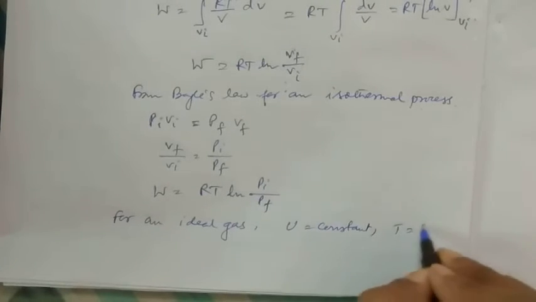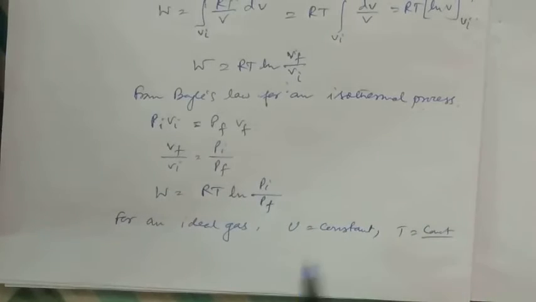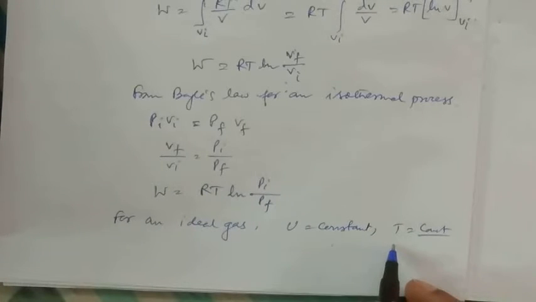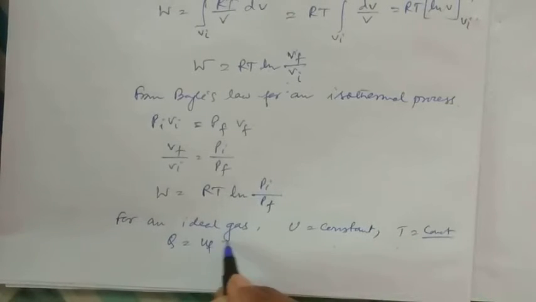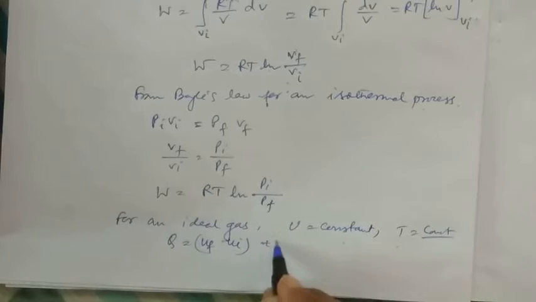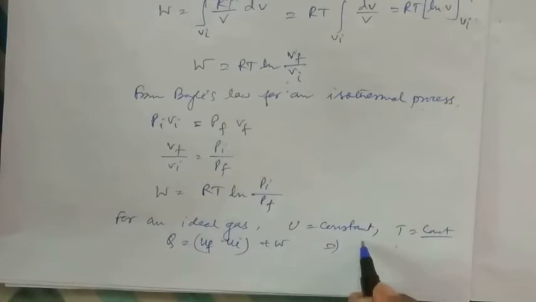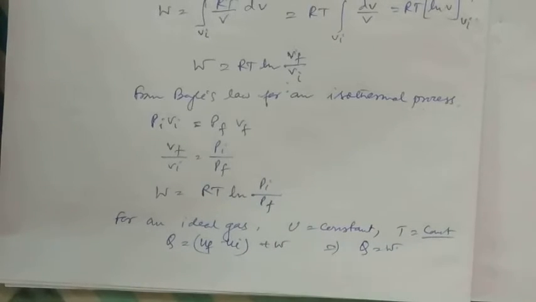Also T, we have written here U constant because we know for an isothermal case T is constant. So from the first law of thermodynamics, Q is equal to UF minus UI plus W. That implies Q is equal to W. I have already discussed this in the previous page.